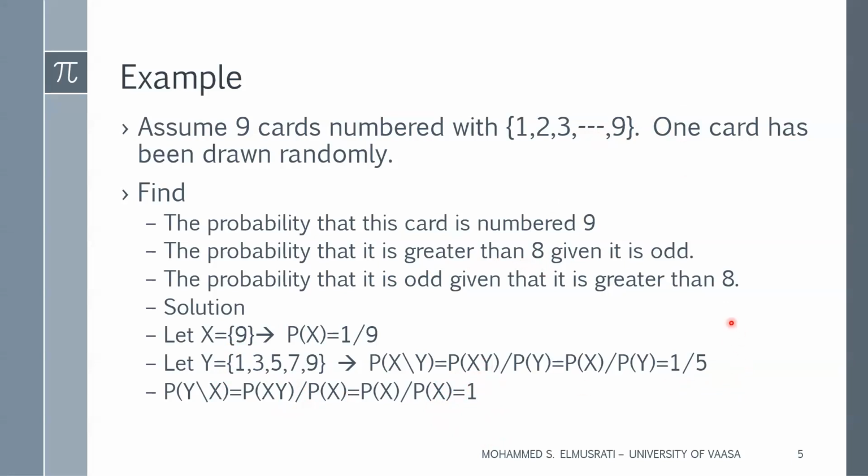The reverse is equal to 1 over 5, because if it is odd, what are the odd numbers here? We have 1, 3, 5, 7, and 9. So given it is odd, how many numbers do we have? We have 1, 2, 3, 4, 5, so the probability that it is 9 is 1 over 5. But if the question is reversed, what is the probability that it is odd, given that it is greater than 8? This probability is equal to 1.